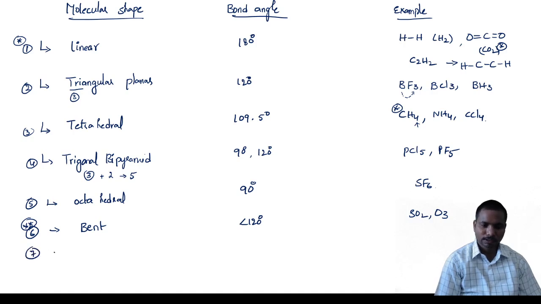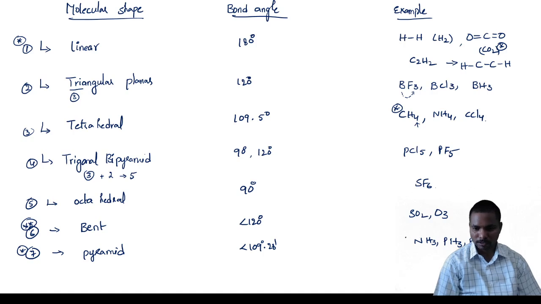And the seventh, pyramid shape. This is also very important. Pyramid, example ammonia, with bond angle less than 109 degrees 28 minutes. So here NH3, PH3, PCl3, all are pyramid shape. Here the ammonia shape is important.